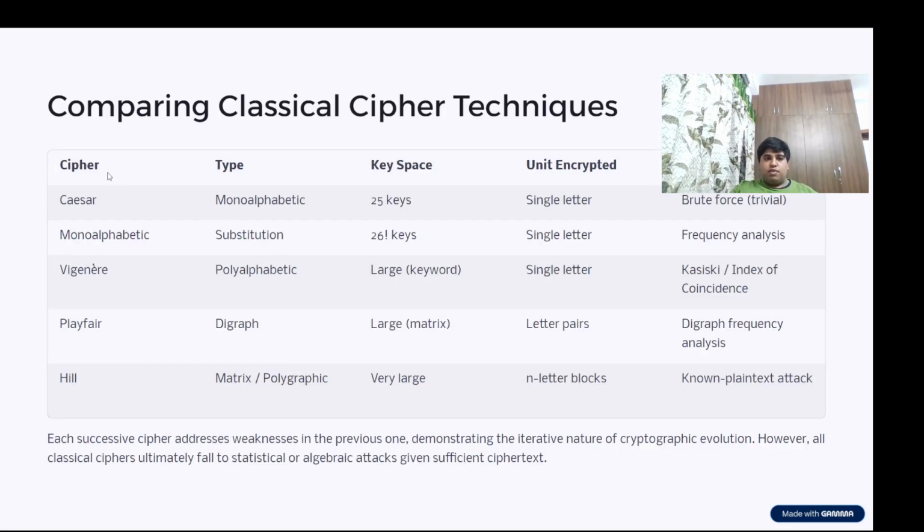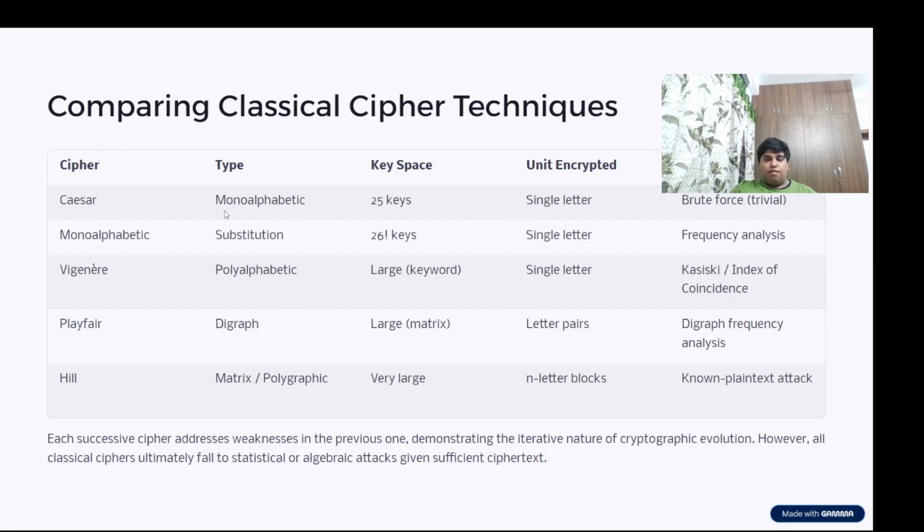So this is one of the common classical cipher techniques, such as Caesar ciphers, monoalphabetics, Vigenere cipher, Playfair, and Hill cipher. When we broadly look over them, we can compare them using four metrics: type, key space, unit encrypted, and main vulnerability.